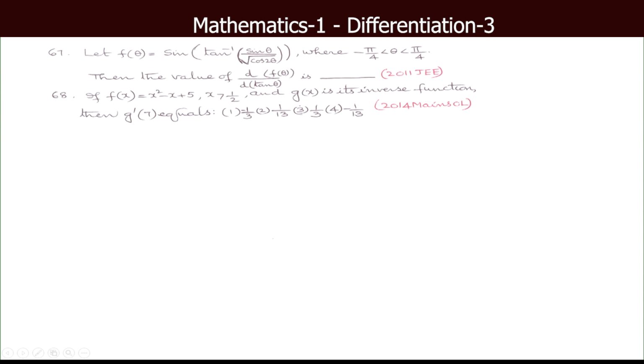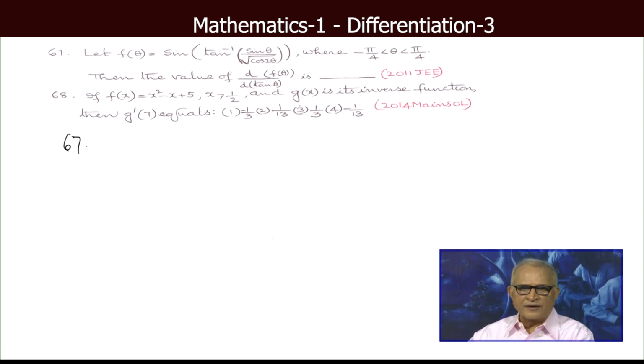67. It is a JEE question in 2011. Let f theta equal to sin arc tan sin theta by square root of cos 2 theta. More or less, it is a question on trigonometry. Simplifying the inverse trigonometry function arc tan sin theta by root of cos 2 theta, where theta lies in the open interval minus pi by 4, pi by 4.